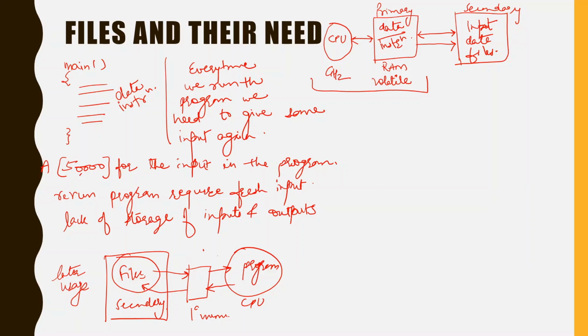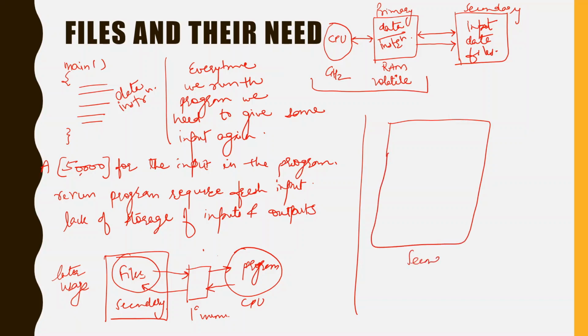So this is the problem that we face during the normal execution of a program, where the input is taken from the user and is user dependent. Fine. So why do we require files? We have the secondary storage. Secondary storage is a large storage, and this is your complete secondary storage.